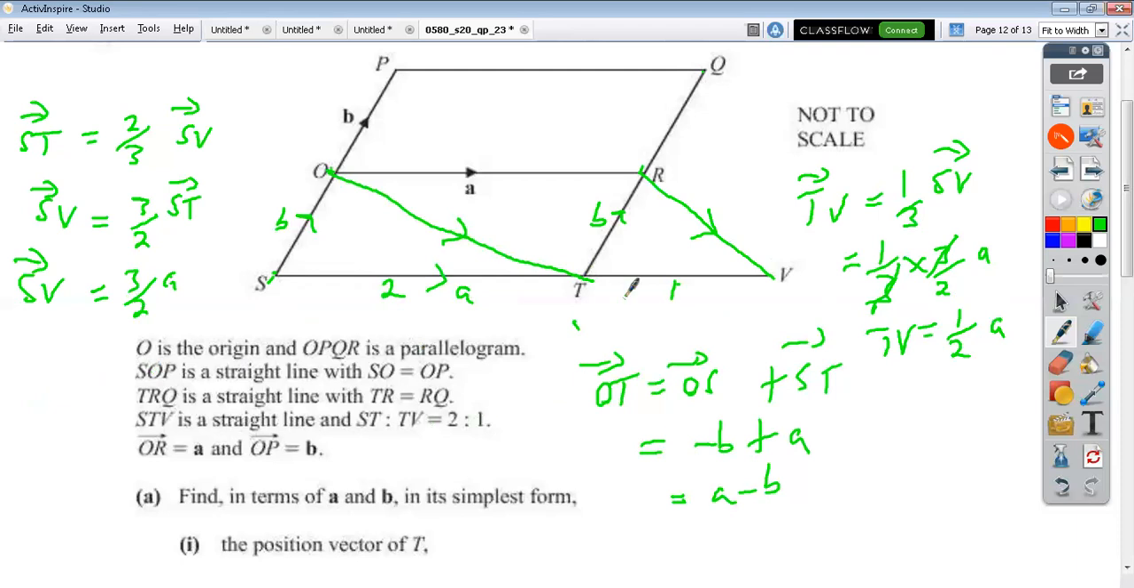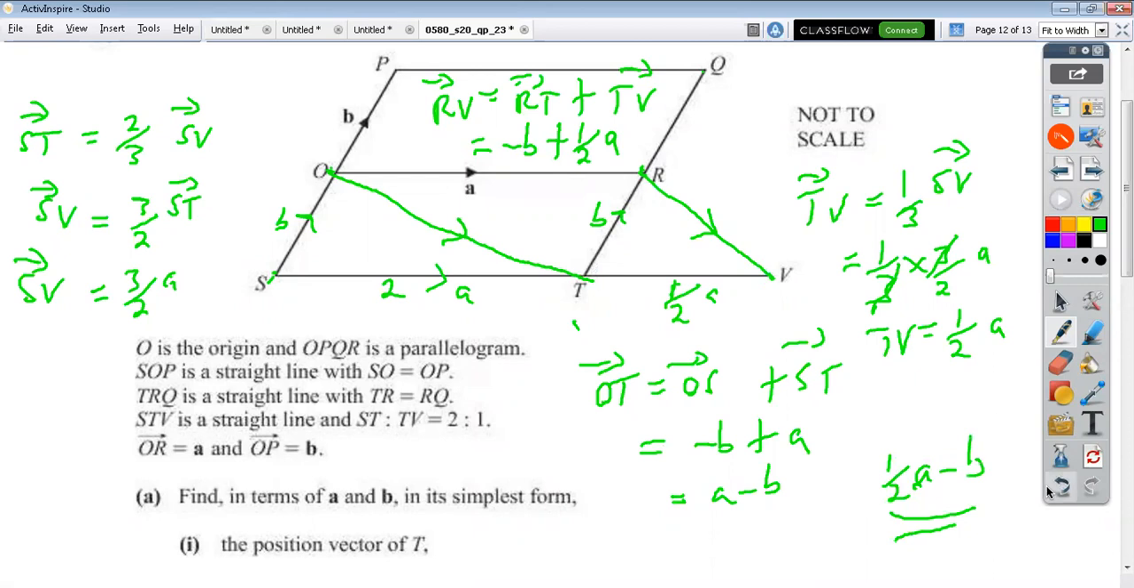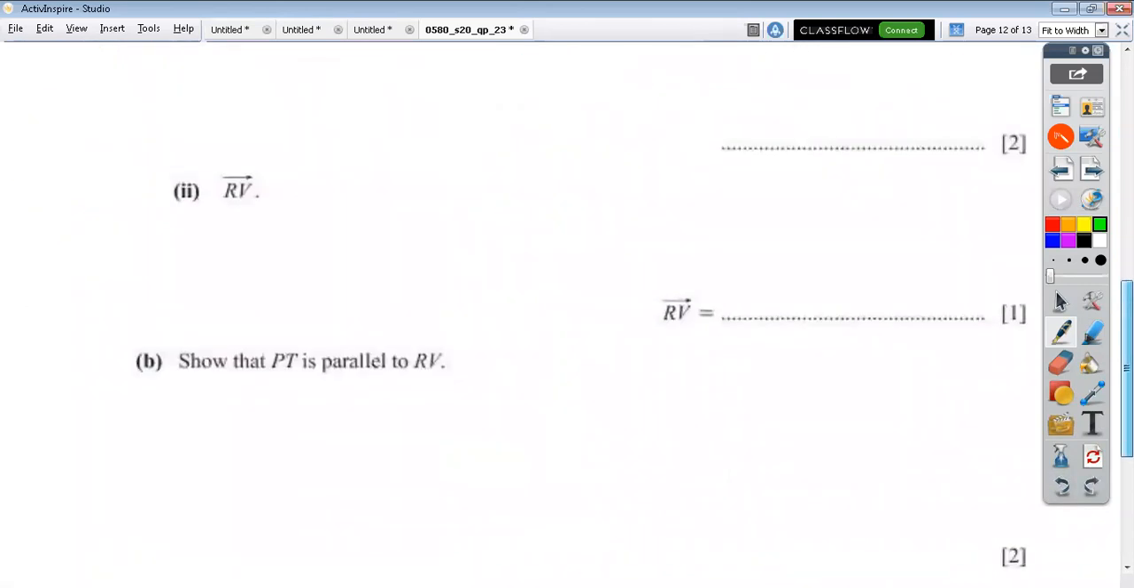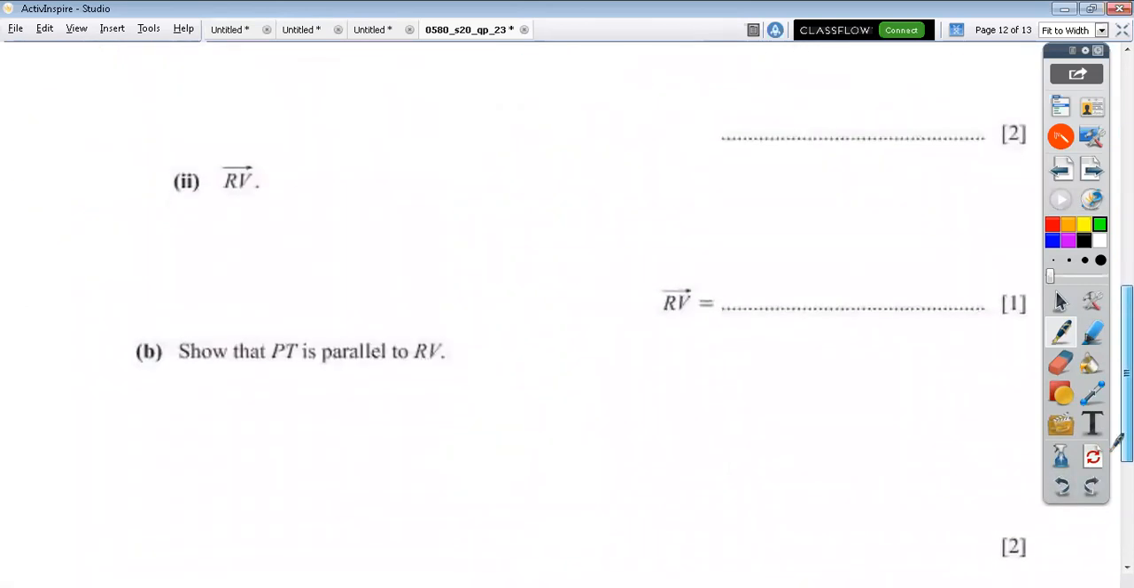One could have used this. So this is half A. Can you see that I can now find this? Because to move that RV, it's equal to RT plus TV, which is equal to what? Minus, we are moving in the opposite direction, so minus B plus half A, or half A minus B. Clear now? Yes, sir.